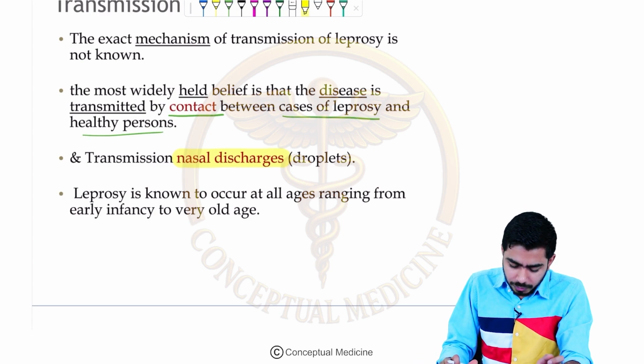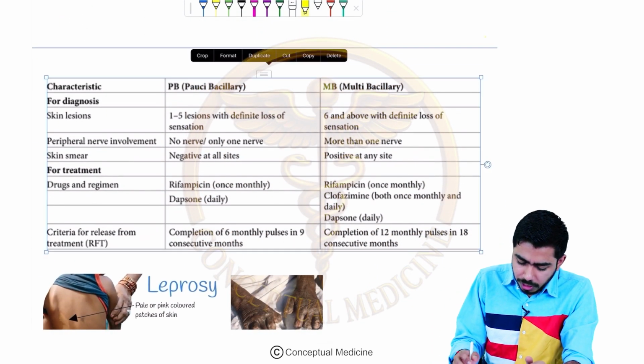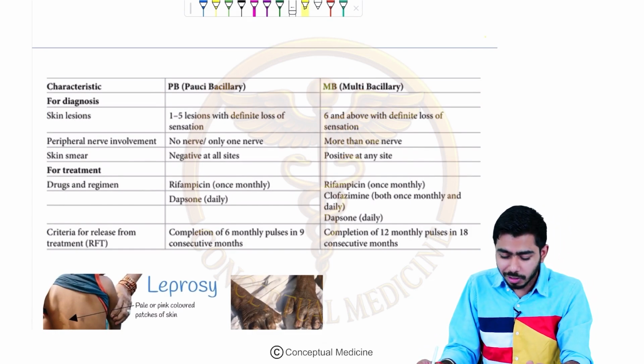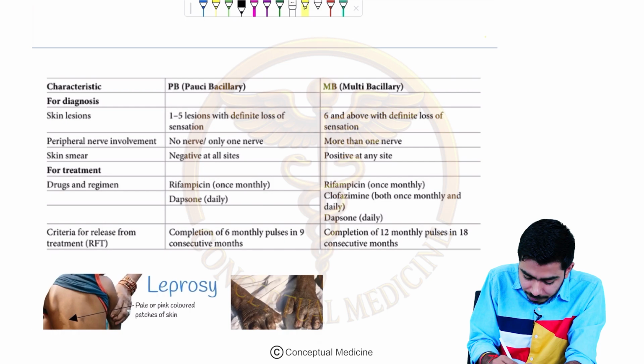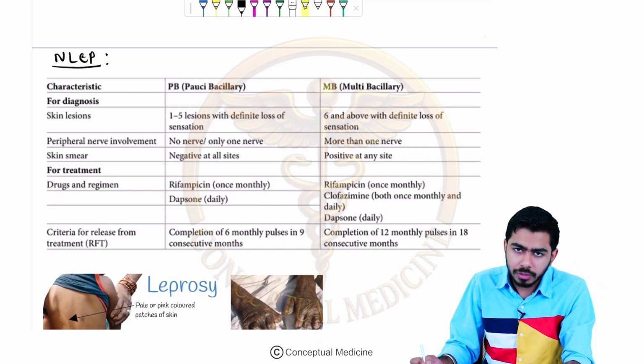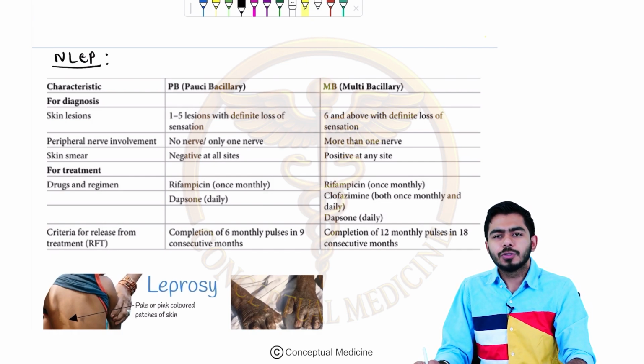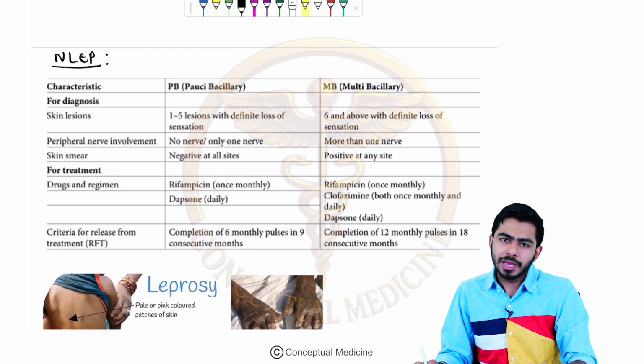Okay guys, once we have talked about that, now we shall be talking about the classification, right? Classification under which program? I am talking about the NLEP, that is the National Leprosy Elimination Program. So once we have talked about some important salient features of leprosy, now we shall be talking about the National Leprosy Elimination Program.